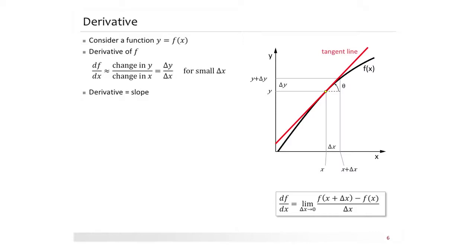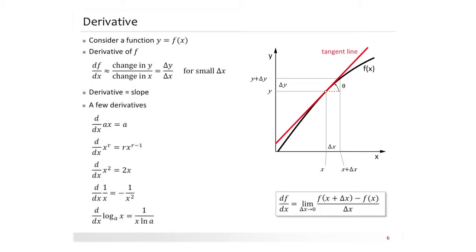If you draw a tangent line, the tangent of this angle theta is basically the derivative of f at this particular point. So the steeper the curve, the higher the derivative; the flatter the curve, the lower the derivative. This is just an approximation. The actual formula is a limit when delta x approaches 0 of this thing. But for a moment, all you need to know is that derivative is basically the slope of the curve. And that's what we are going to use.